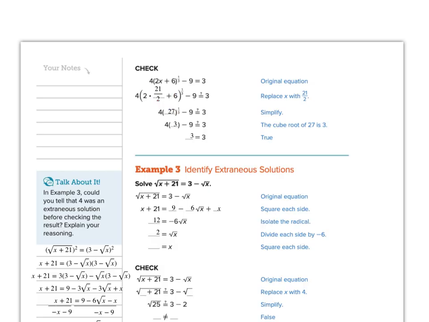So you still have to do the exponent first. 27 to the 1/3 power is 3. 4 times 3 is 12. 12 minus 9 is 3. So 3 is equal to 3. So it is a true statement. This is that step that we always forget to do in our equations, which is to check the answer.